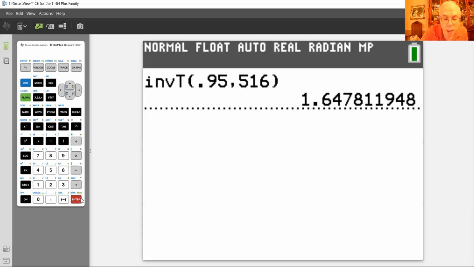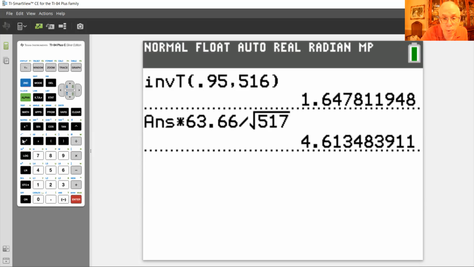We're going to multiply that by the standard error, and our standard error is going to be S, which is 63.66, divided by the square root of the sample size, which is 517. Okay. Hit enter, and that 4.613 is our margin of error. So what are we going to do now? Well, we'll store that margin of error again in alpha A.